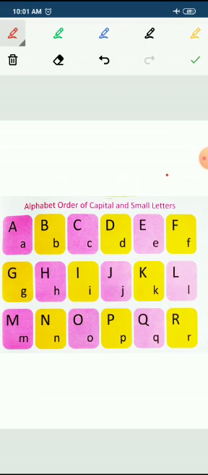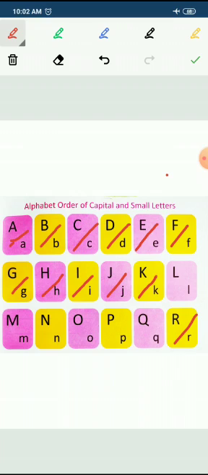Now we have learned the letters from A to R. Let's see once. Look at here. There are A to R letters. This is A for apple, B for ball, C for cat, D for dog, E for elephant, F for fish, G for grapes, H for hand, I for ice cream, J for jug, K for kite, L for lotus, M for mango, N for nose, O for orange, P for pencil, Q for queen, R for rabbit.